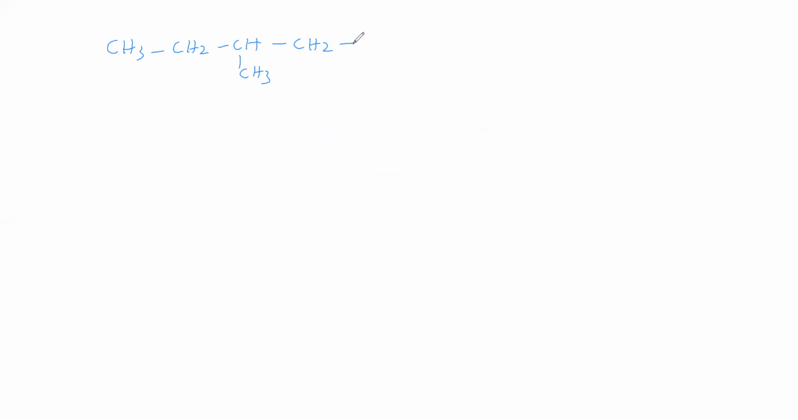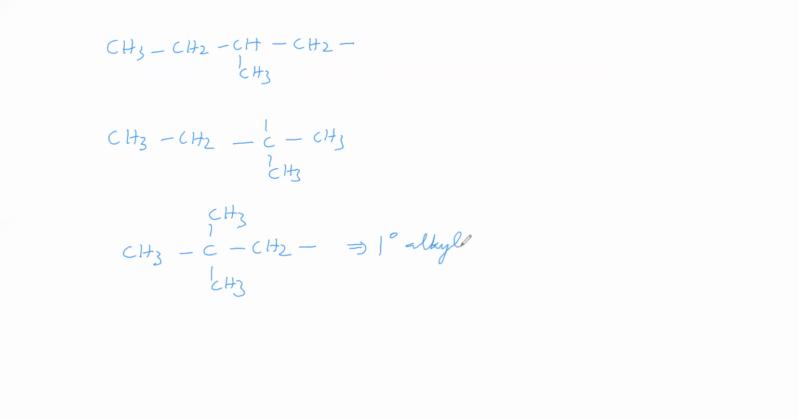Next, we will write unsaturation at this carbon. Next, we will write this CH3 at this place. We have written this. Now, if you see, the unsaturation at this carbon is directly attached to one carbon, therefore it is a primary carbon, therefore it is called a primary alkyl group.